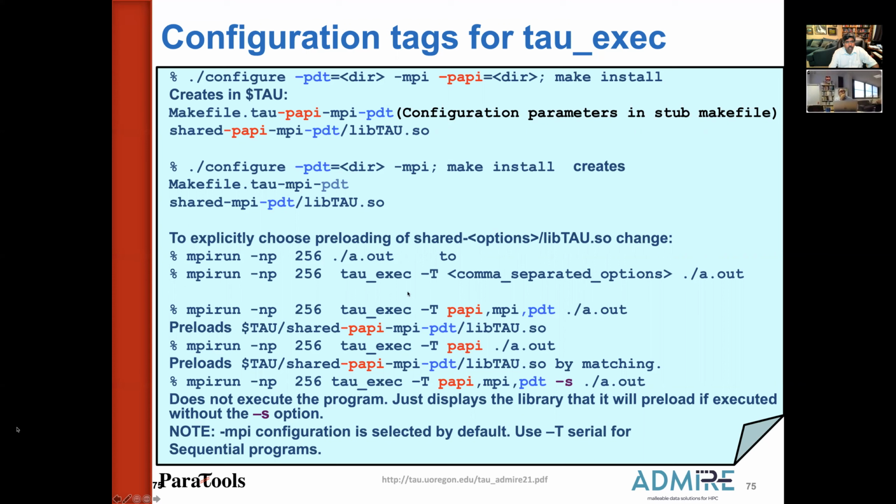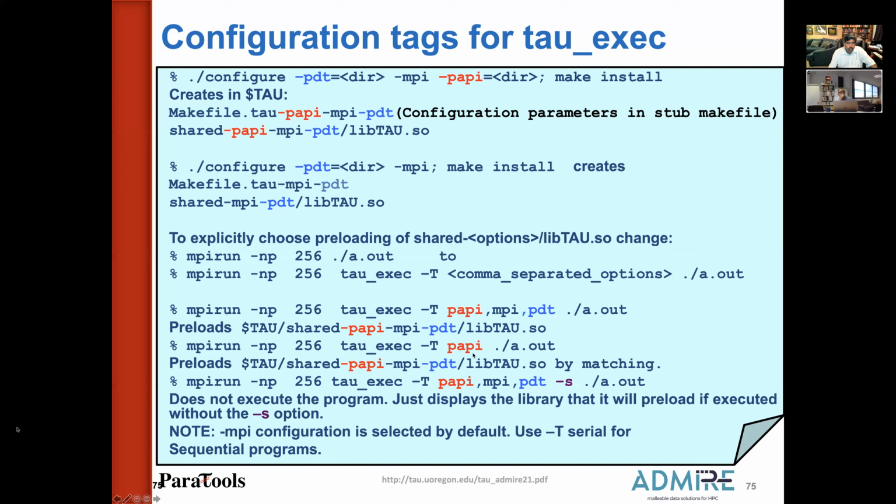Now, when I launch tau exec, I can pick which configuration to choose by using the -t parameter. I showed you this example with the -t pthread. You can specify PAPI MPI PDT, and it will then pick this shared PAPI MPI PDT libtau.so to preload. Or if I choose just PAPI, it will still pick the same one because it expands. By default, MPI is used, and it finds the shortest name that matches the tags that are specified.